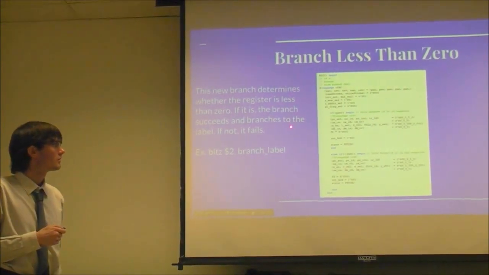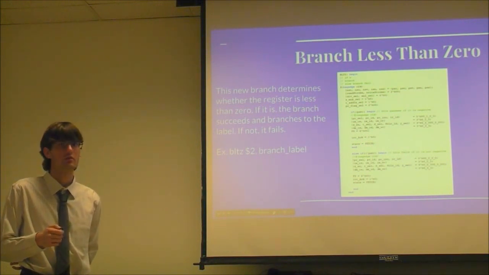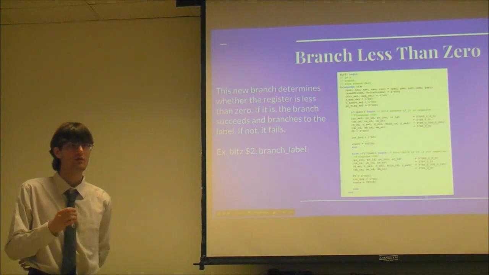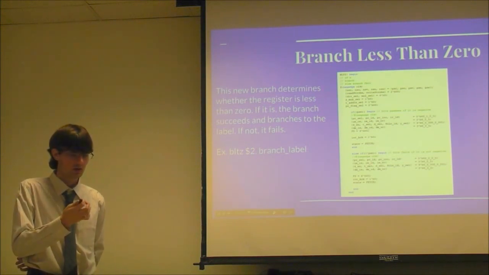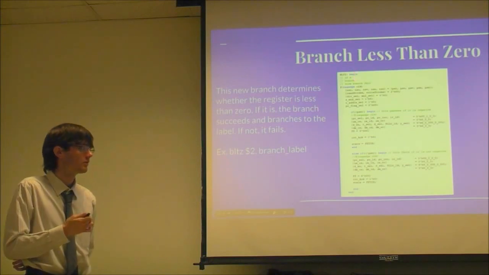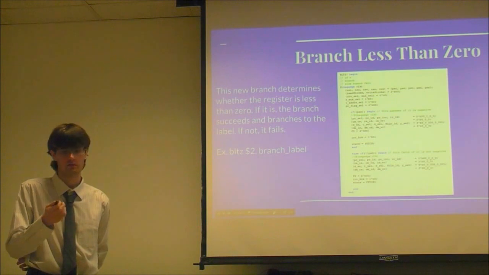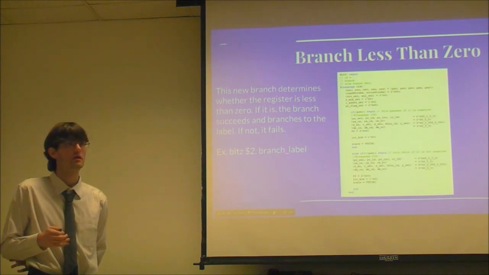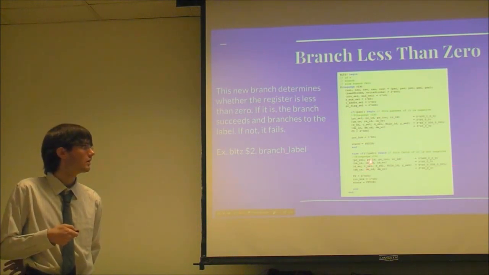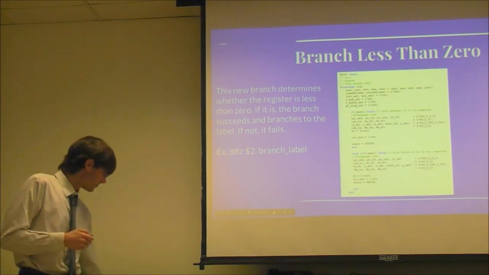So branch less than 0 is similar to branch greater than or equal to 0. It passes a value through the ALU and checks the flags on that value, and if it's negative, then the branch will succeed and the PC will be updated with the new value. And if it is not negative, then the branch will fail and it will proceed to the next instruction.